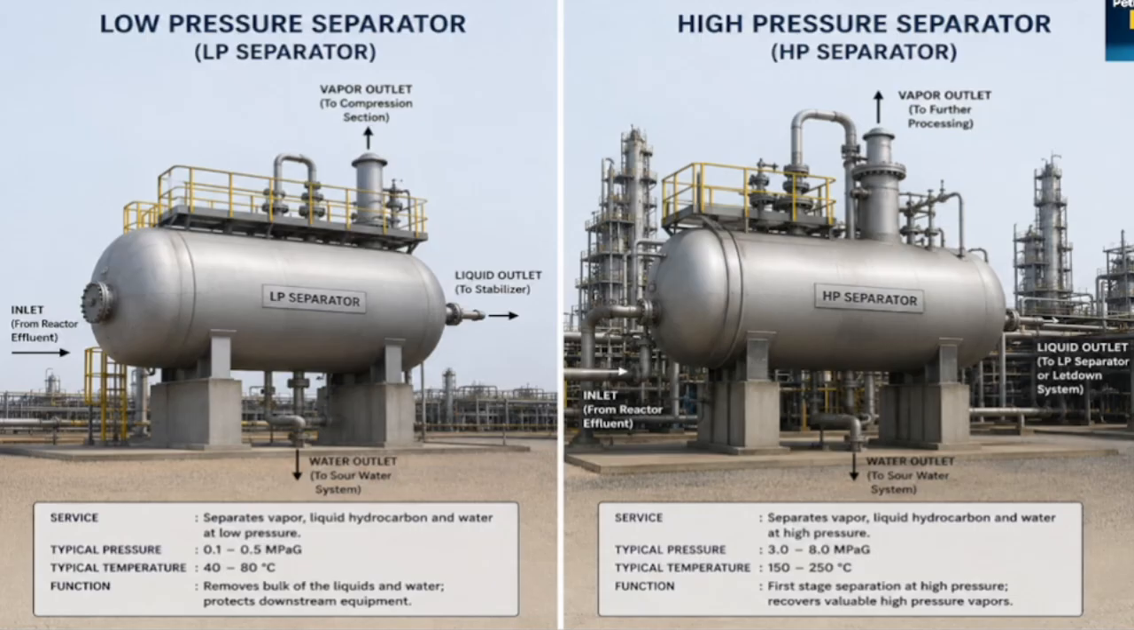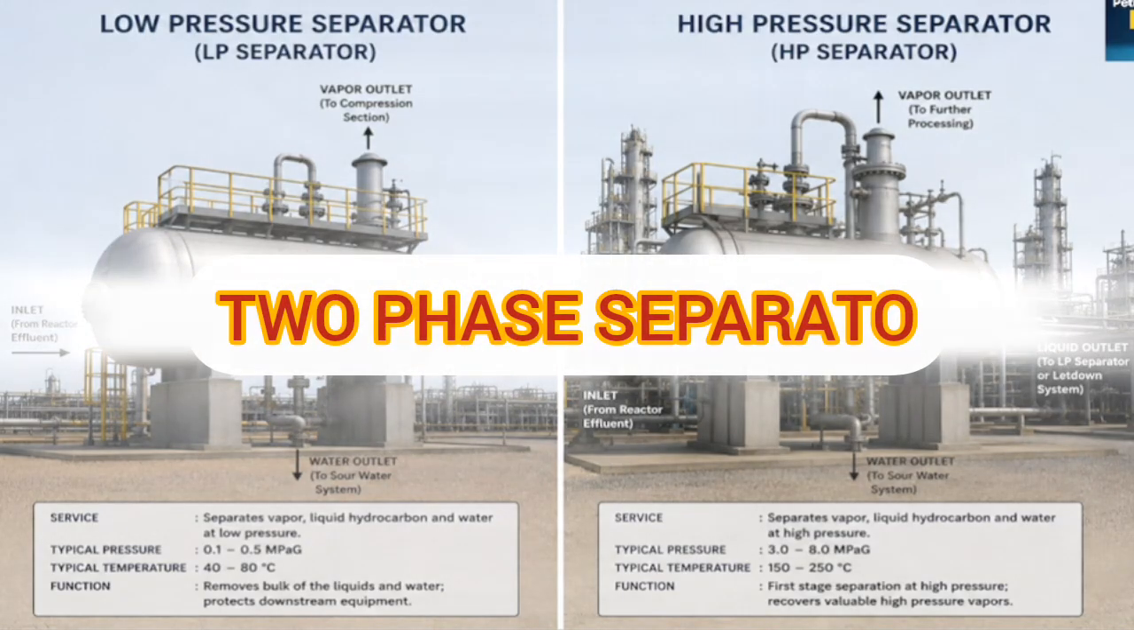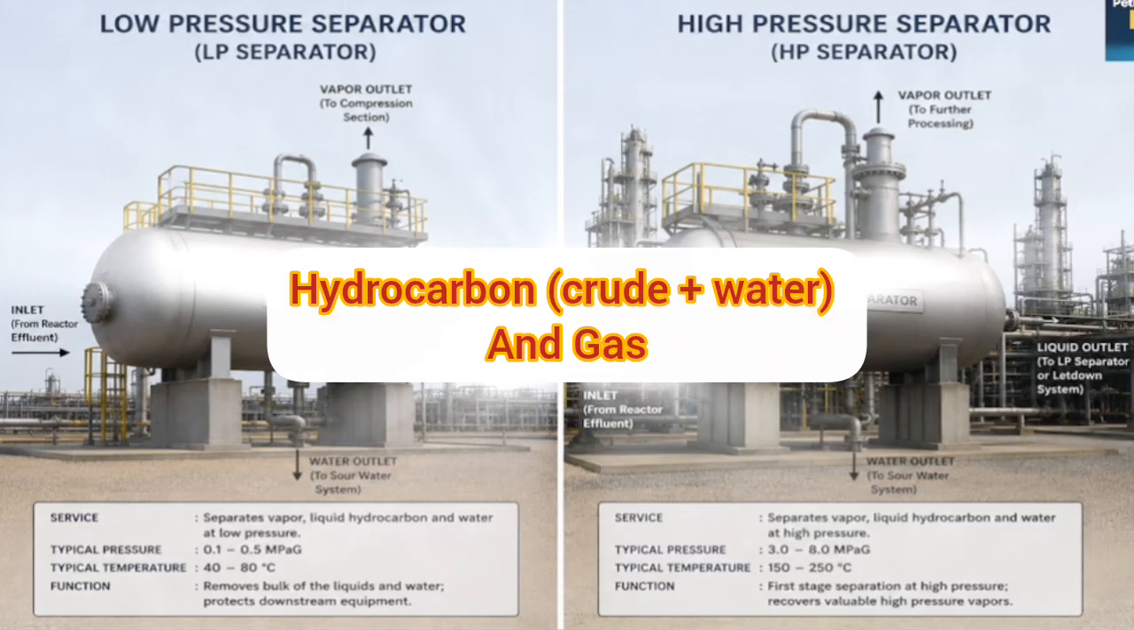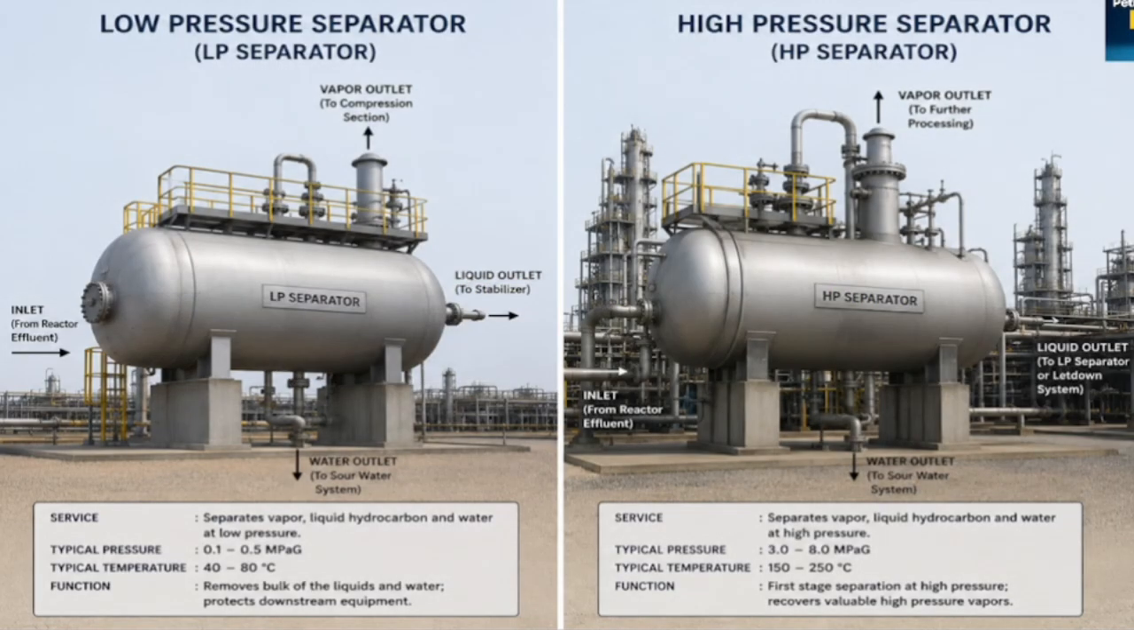When this gas has been released, it will reduce the high pressure to low pressure. That means the crude oil will now move to the low pressure separator. Remember that the low pressure and high pressure separators are two-phase separators, hydrocarbon and gas. In the low pressure separator there is still some gas, so it will remove that gas and send the remaining hydrocarbon to our three-phase separator.